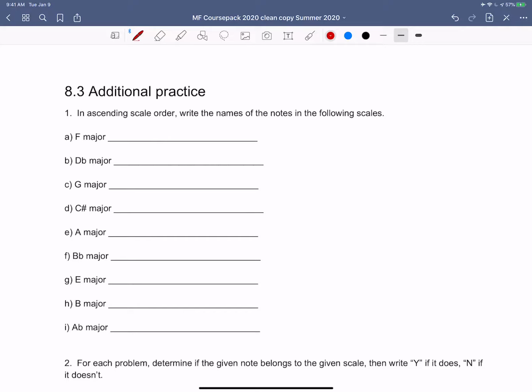So let me explain how to do these. It says, in ascending scale order, write the names of the notes in the following scales. So that means literally from bottom to top, write the notes of the F major scale, as you would actually play them at the piano, in fact.